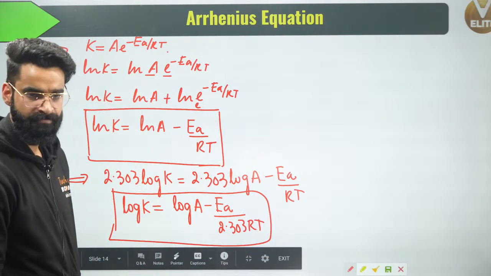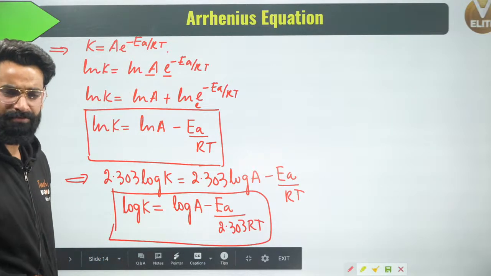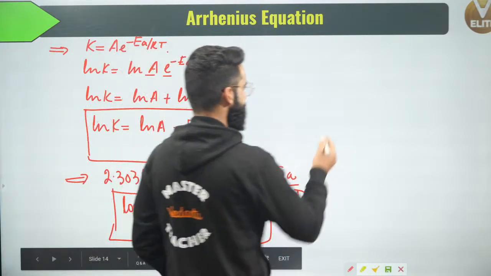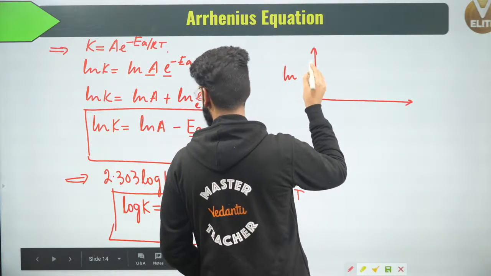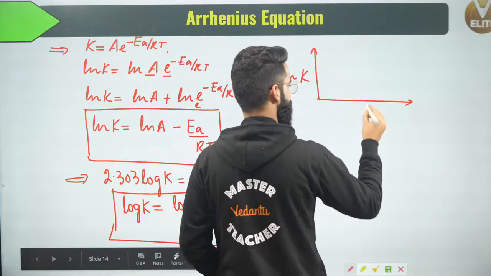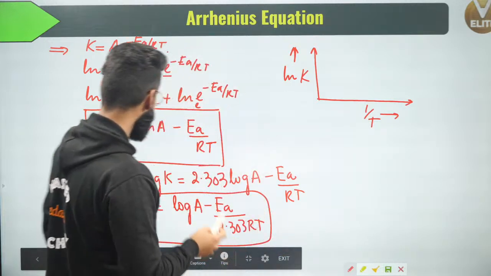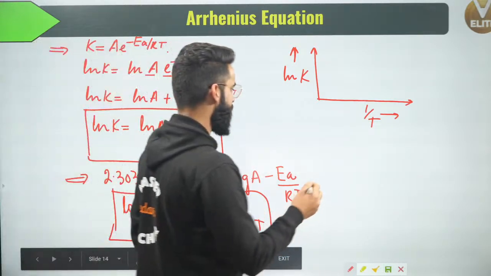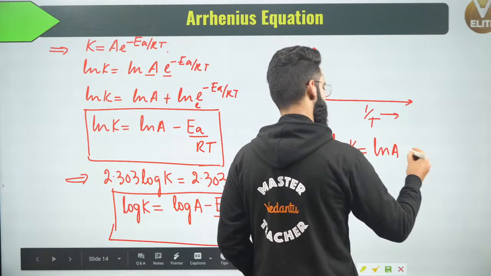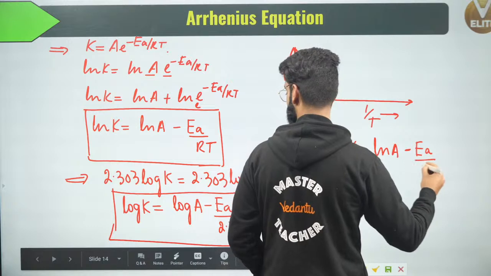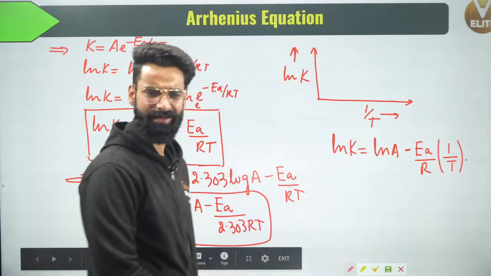Now people, it's high time to plot a few curves. Let's plot a few curves about this Arrhenius equation. Let's try to plot the first curve between ln of K versus 1 by T. What's the equation which I have? I have the equation right here as ln of K is equal to ln of A minus EA divided by R, and I can write it as 1 by T. I can do that, correct?